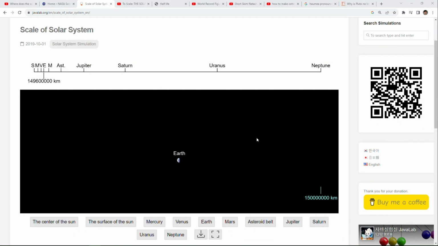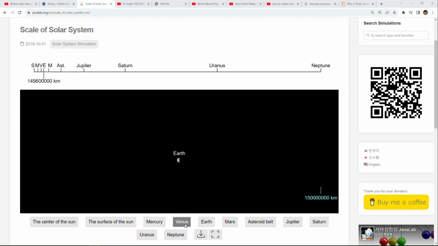Now let's take a look at the simulation. If we put the planets and their size to the actual scale, we can see how far away each planet is. You can see we can start from the Earth. So in this scale, the Earth is like a marble this small. Now let's go in the direction toward the sun. Let's go to the closer planet in the direction toward the sun, which is Venus.